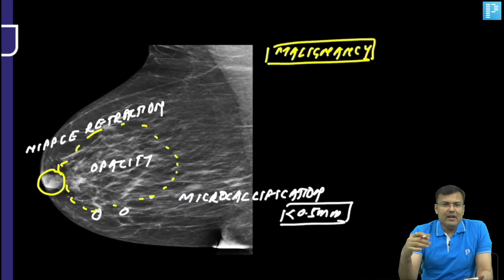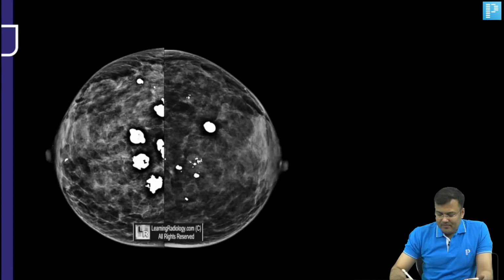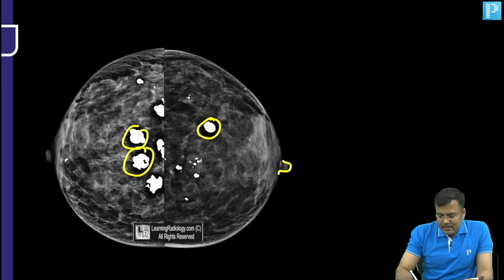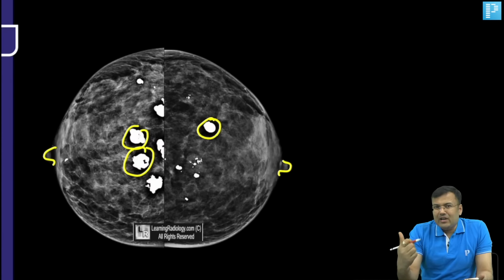Now you can see the second mammography, and on the basis of this mammography, can you tell me what's the finding and what's the diagnosis? Yes, you can see the second one. Guys, see the second one. Here you can notice that there is popcorn calcification. Can you see the popcorn calcification? See the nipple. The nipple is normal. There is macrocalcification.